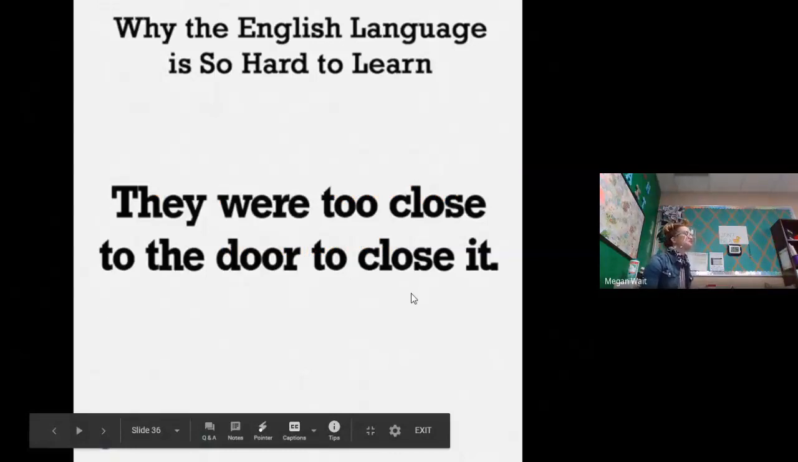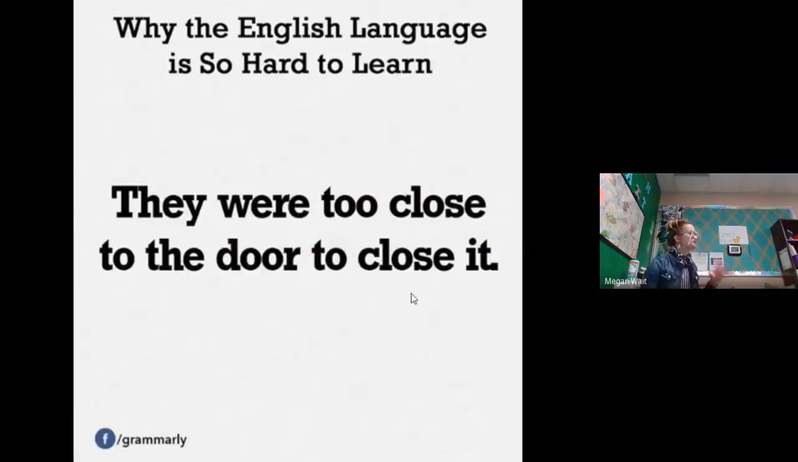Here's something that you need to kind of think about. The English language is very hard to learn. Put your mask over your nose. Okay. Especially, y'all, pay attention, please. Read this sentence. They were too close to the door to close it.